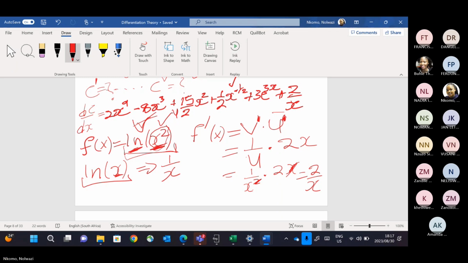Is it fine? Yes, thank you. I'm just writing it down. Can we continue? Yes, and ma'am, you said it's the product rule, right? No, it's not the product rule, it's the chain rule. Chain rule. Thank you.